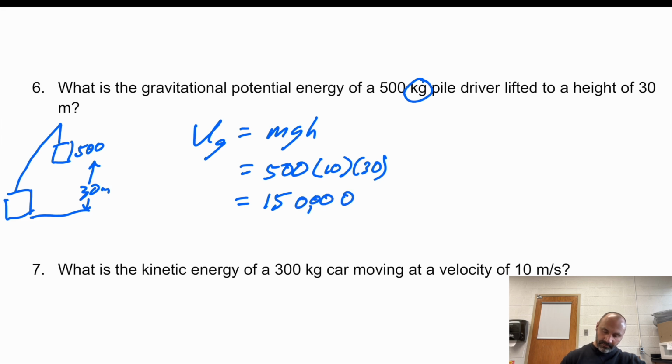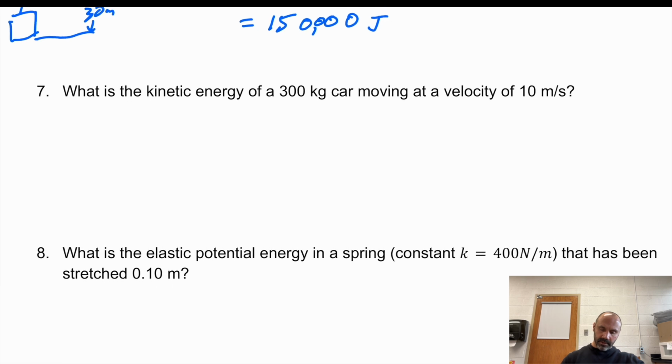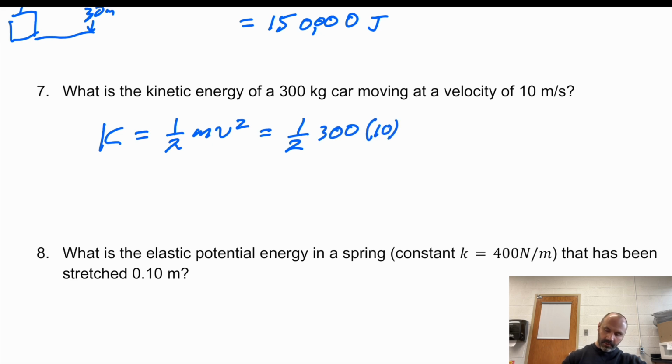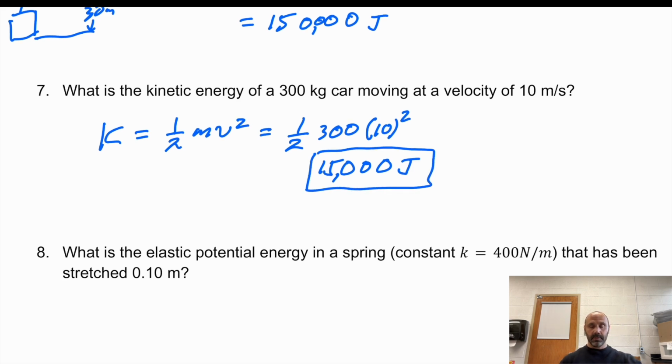I think that's right, 150,000 joules of gravitational potential energy. 7, what is the kinetic energy of a 300 kilogram car moving at a velocity of 10 meters per second? All right, well, kinetic energy, K, is 1/2 mv squared. So this is 1/2 times 300 kilograms times 10 squared. So 1/2 of 300 is 150. We add 2 zeros to that. So 15,000 joules of kinetic energy. Right, just practicing using the equation, putting the numbers in.